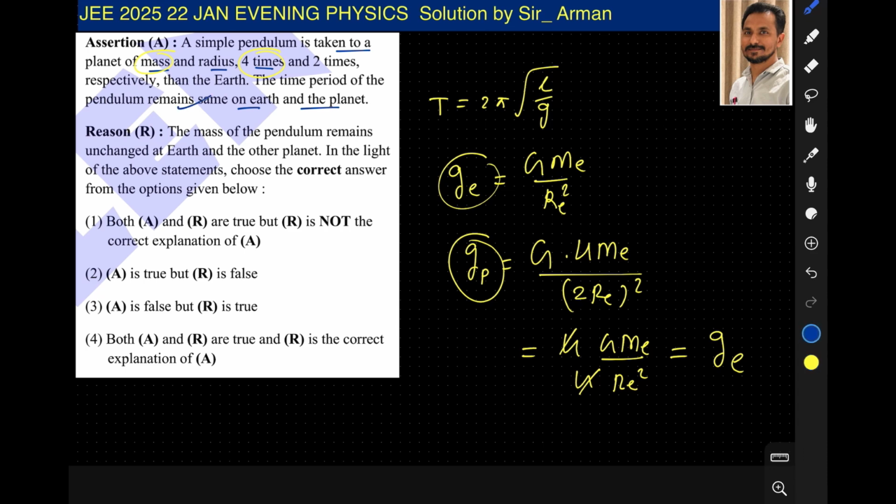Now let us try to verify the second. The mass of the pendulum remains unchanged at the Earth and the other planet. See, we know that the mass of the pendulum will not change because mass is independent of gravity. So mass will not change and mass doesn't depend on the place. So statement 2 is also correct, but the reason is not the correct explanation. So answer is A. Both A and R true, but R is not the correct explanation of A.